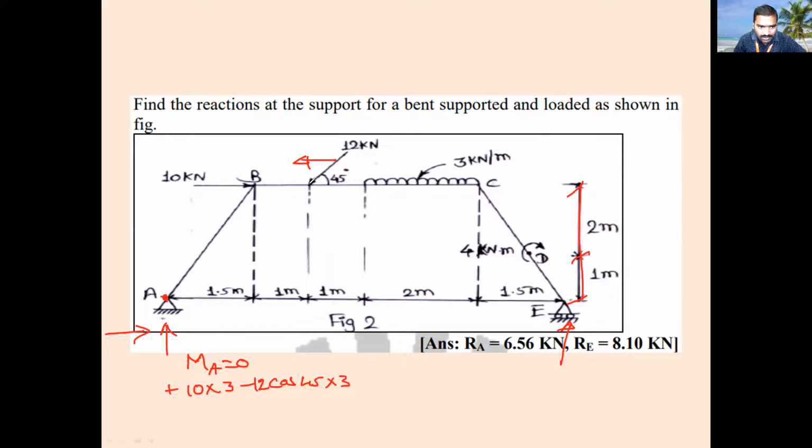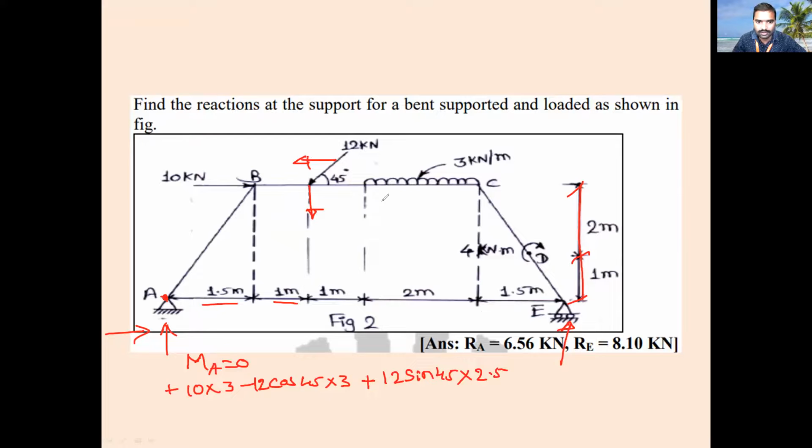Next, one more is the vertically downward force. It rotates clockwise. So what is the force? 12 sin 45 into the distance between the vertical force and A, that is 1.5 plus 1, equal to 2.5 meter. Are you getting? Yes, sir.